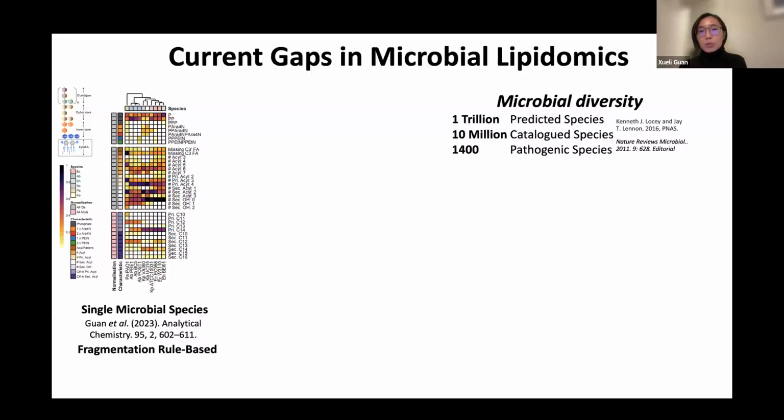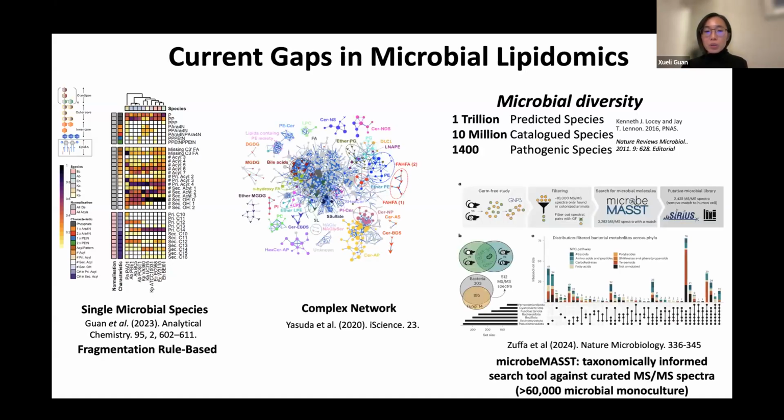A possibility to screen more diverse bacteria, and also from the microbiome context, is to potentially use molecular networking and spectrum matching. Some of the great work to share would include work from Makoto Arita's group in Japan, as well as Pieter Dorrestein at UCSD, who reached out to the community and curated MS spectra for more than 60,000 microbial monocultures, which we can now try to map tandem mass spec spectra to, to potentially identify lipids or microbial metabolites from this very comprehensive resource.